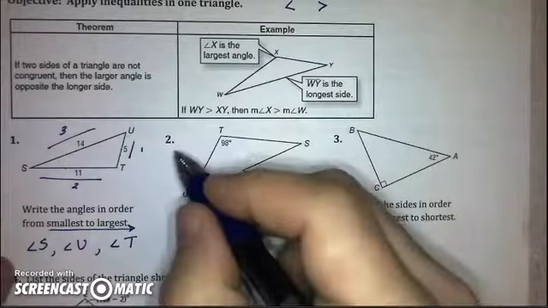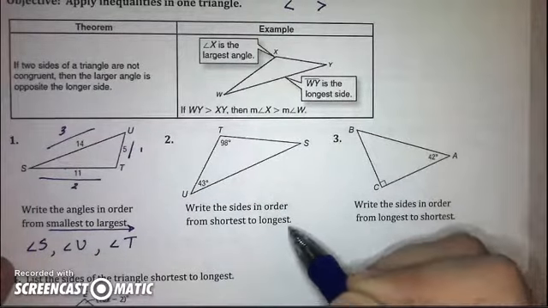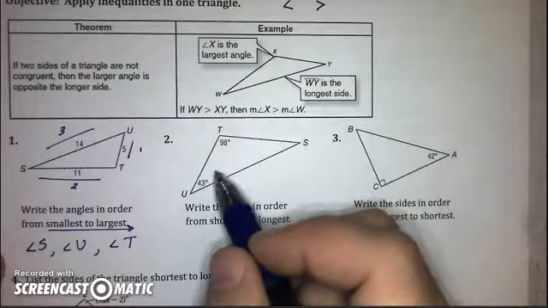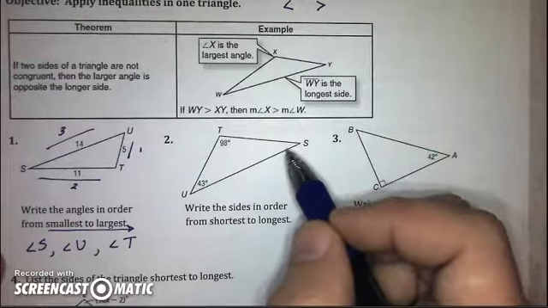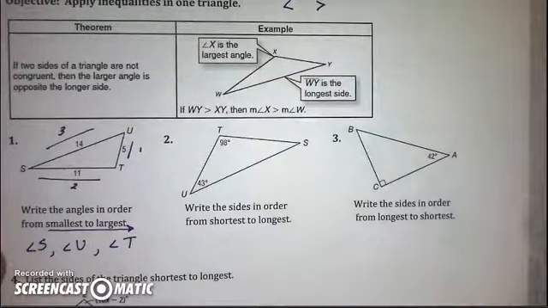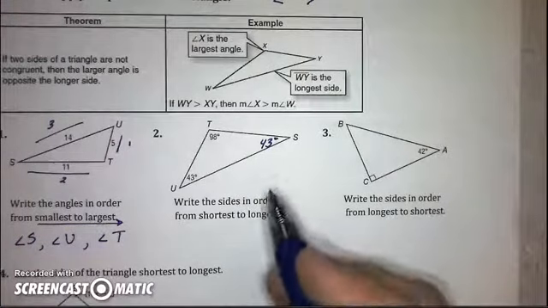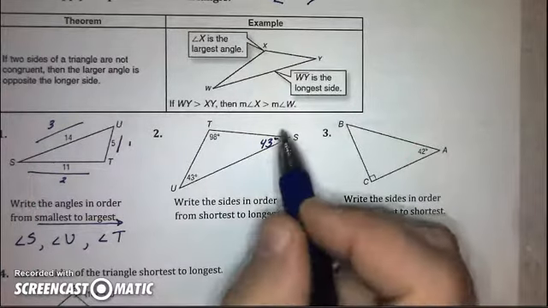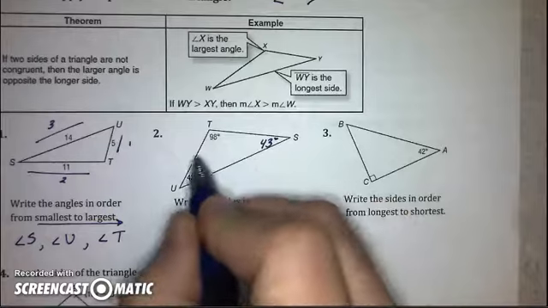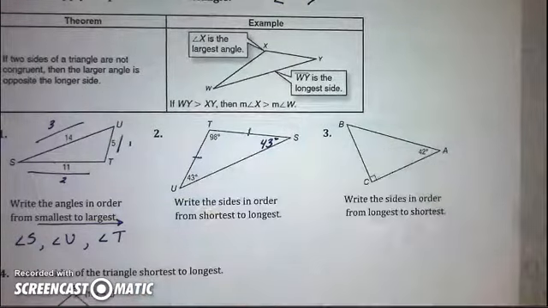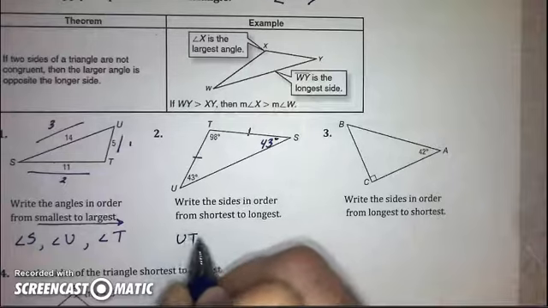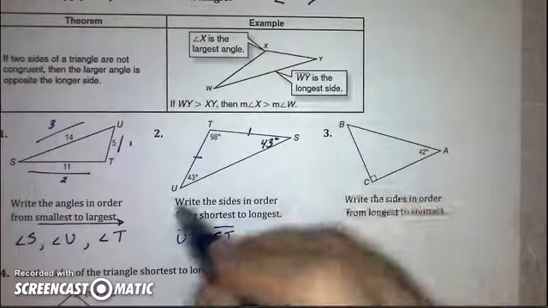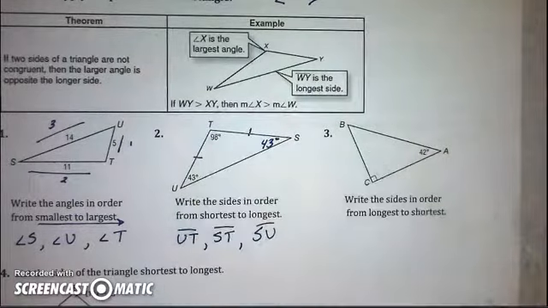Okay? Number 2, we are writing the sides in order from shortest to longest. Now they only give you 2 of the angle measures, but remember, all 3 angles add up to 180 degrees, so we can easily find this angle measure for S, which is also 43 degrees. Now that means angles S and U are congruent to each other, and so it doesn't matter which one you put first for these sides, because since these are congruent angles, UT and ST are congruent sides. All right, so UT and ST are the 2 shorter sides, and then the third longest side is SU, because it is across from the biggest angle.